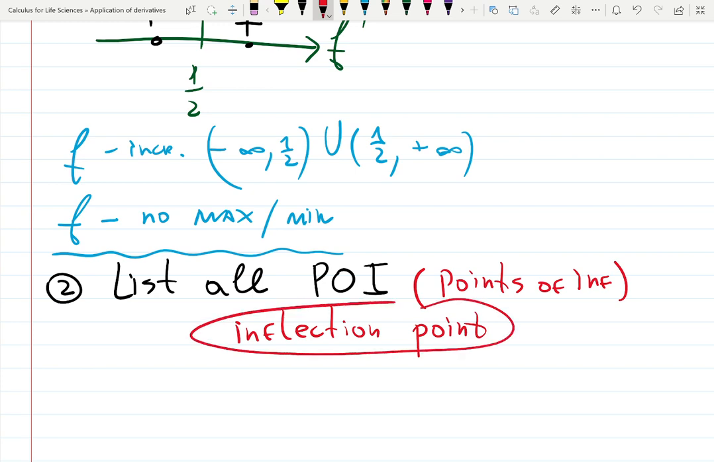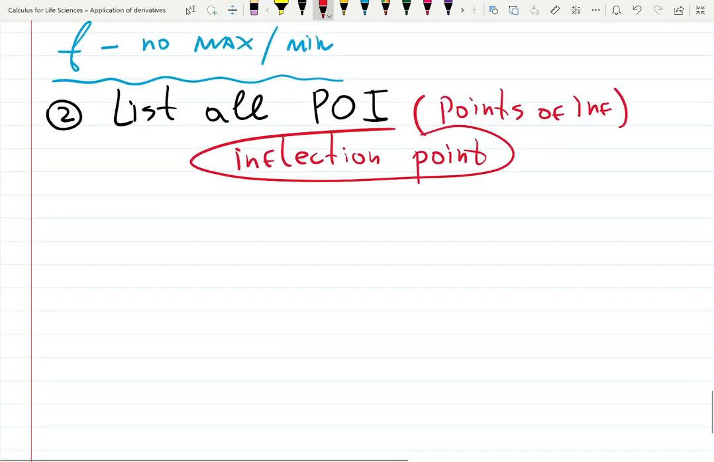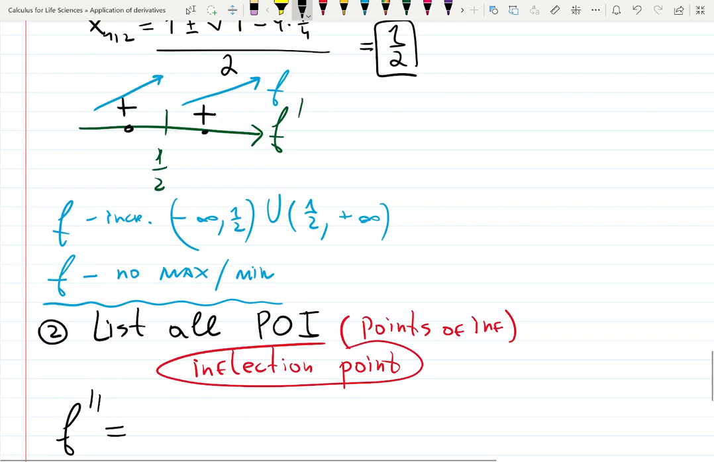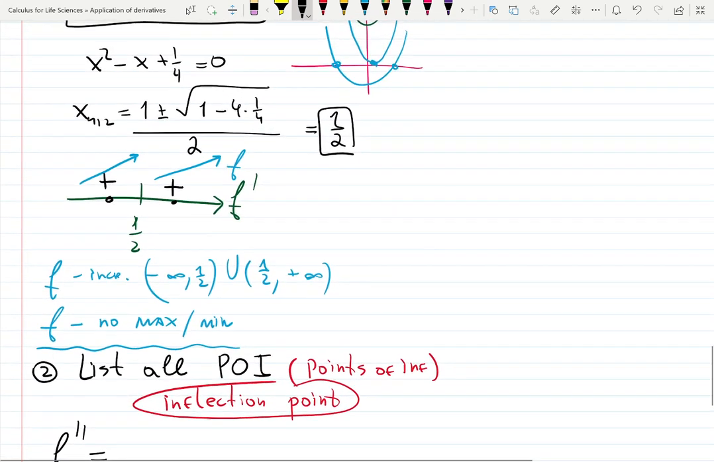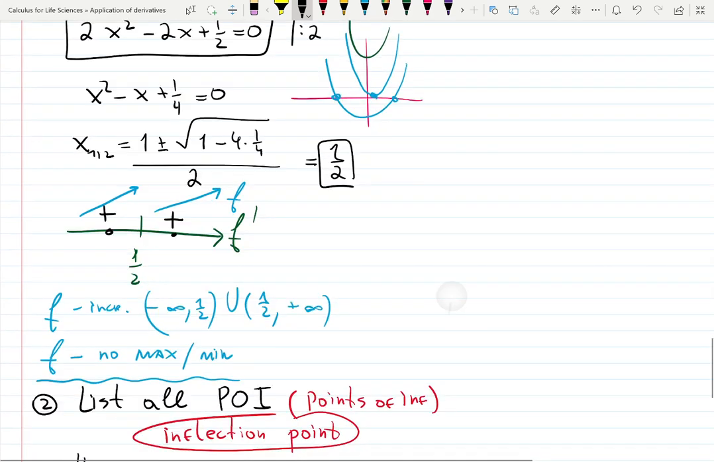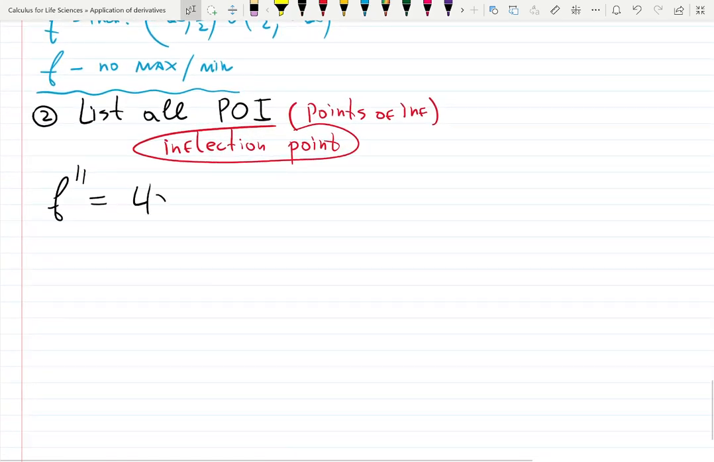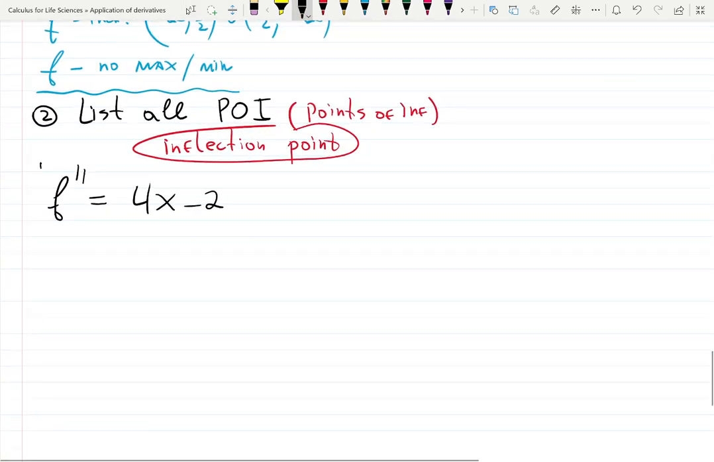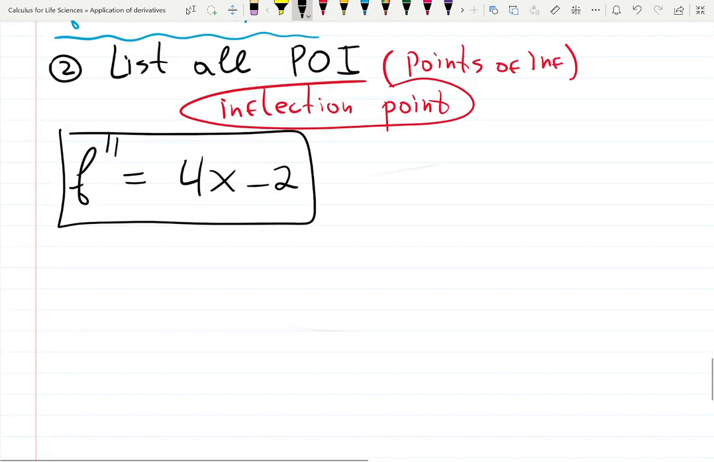To do it, this comes from the second derivative. The second derivative should be found first. So let's find the second derivative. Luckily, we're working with a polynomial, so there is no quotient rule or product rule happening. 2x squared gives you 4x minus 2. 4x minus 2, like so.